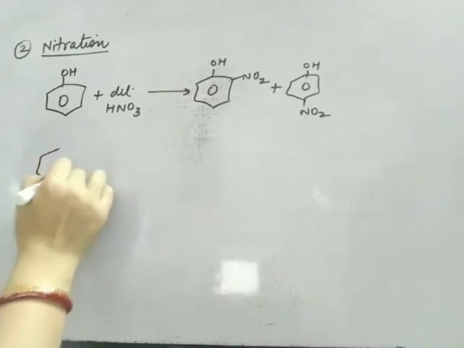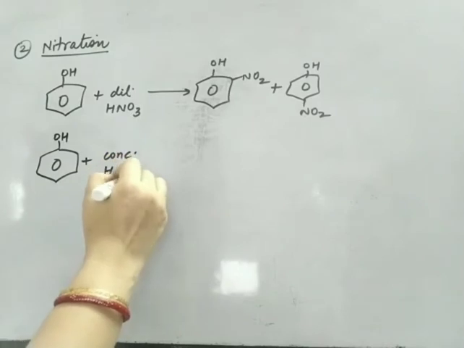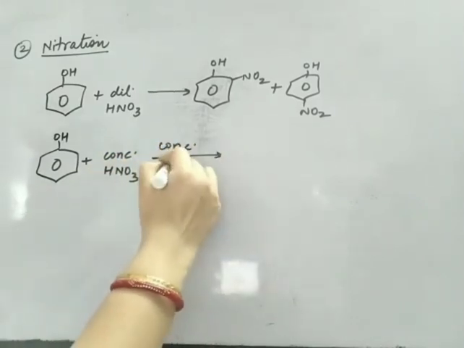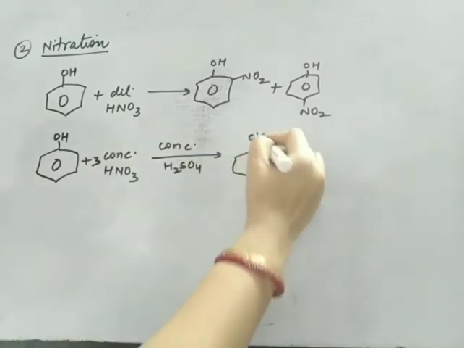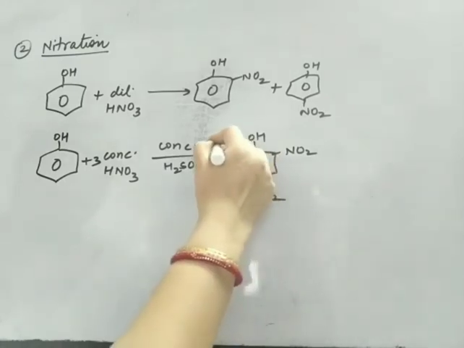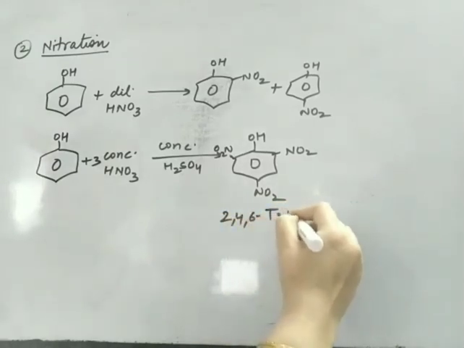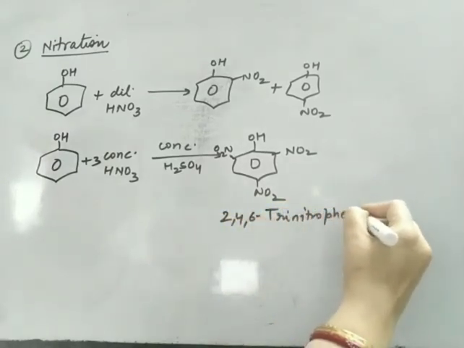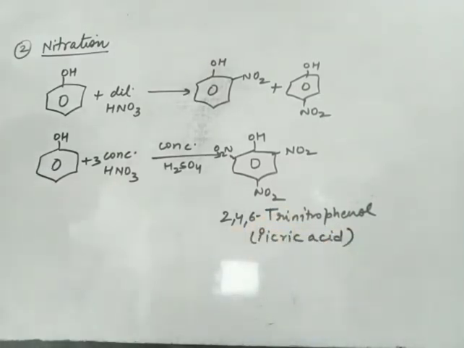But suppose I use concentrated HNO3 and concentrated H2SO4. Okay. Then in that case what will happen? At all the ortho and para positions your NO2 group will come like this. And what is this compound known as? It is 2,4,6 trinitrophenol, and this compound has the name of picric acid. Okay, it is highly acidic in nature. Why? Because 3 electron withdrawing groups are there.